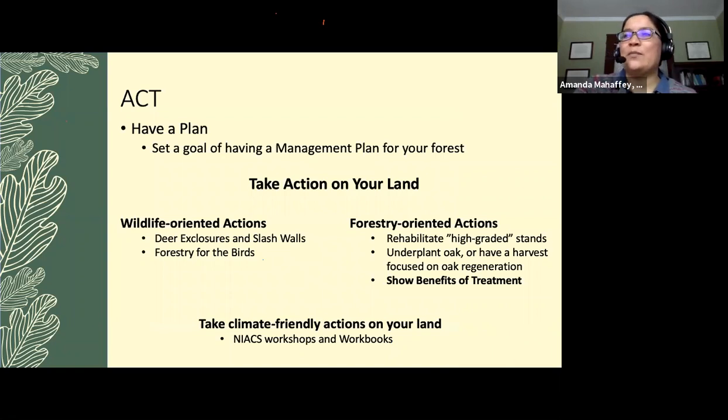Great, thank you, Christopher. So we've talked again about some things you can look for on your land. We've just gone through some great resources that you can talk about with a forester. And now we're moving into the ACT section. So you can take an action or a set of actions that actually benefit wildlife, that benefit the health of your forest, and that might benefit climate resiliency on your land. So the last set of speakers is going to go through some of these resources that help you take action on your land.